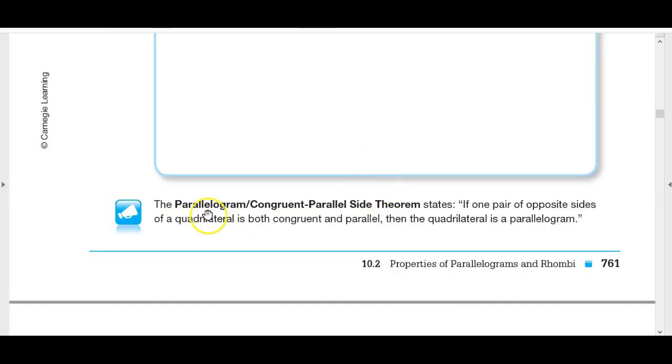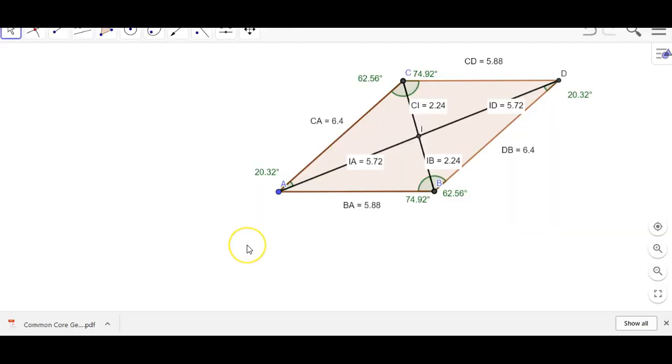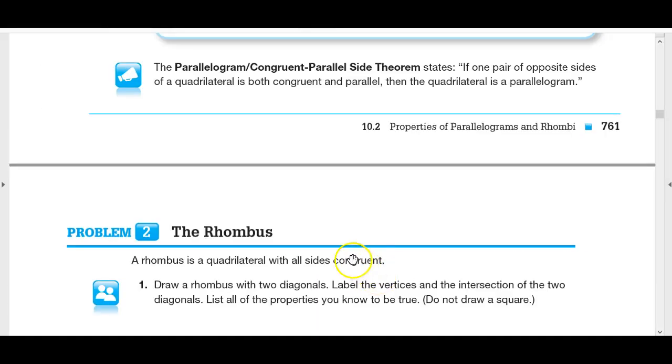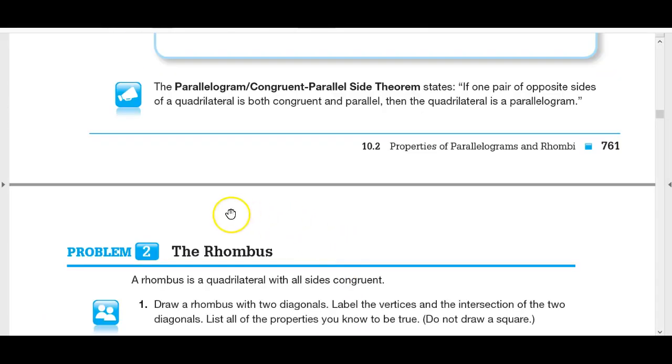All right. So anyway, that is the parallelogram congruent parallel side theorem. It says if one pair of opposite sides of a quadrilateral is both congruent and parallel, then the quadrilateral is a parallelogram. So we can prove that a quadrilateral is a parallelogram by just proving that one pair of sides is both parallel and congruent to each other. Okay? All right, and that is where we're going to stop for the day.